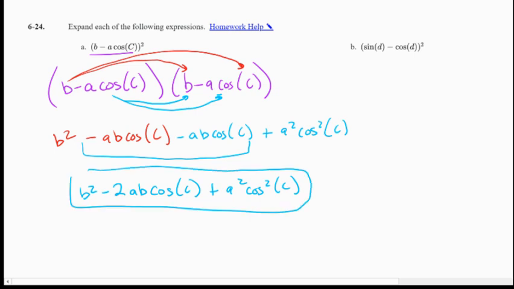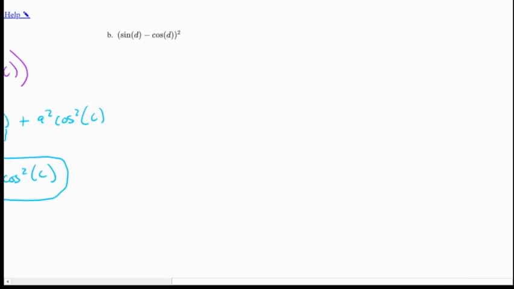That's as expanded as it gets. I multiply them together afterwards, and that's what we get. So second one, similar idea here.